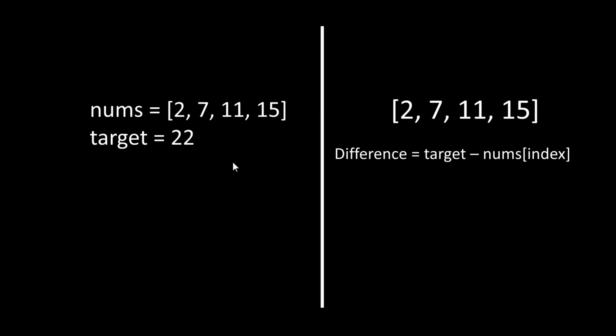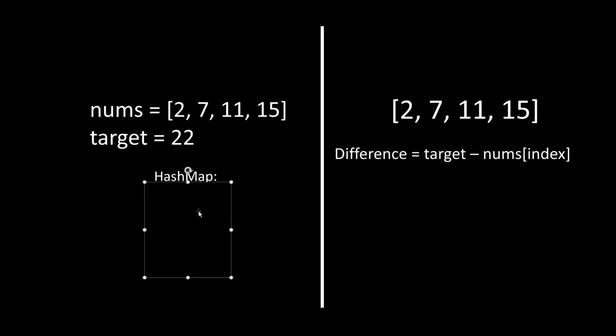So for instance, if we had our target as 22, the difference of 22 and 2, being we're checking index 0 first, would be 20. Now, if 20 was inside of the array, we would know to return the index we had 2 at and the index we had 20 at. And there's a way to do this with a data structure called a hash map.